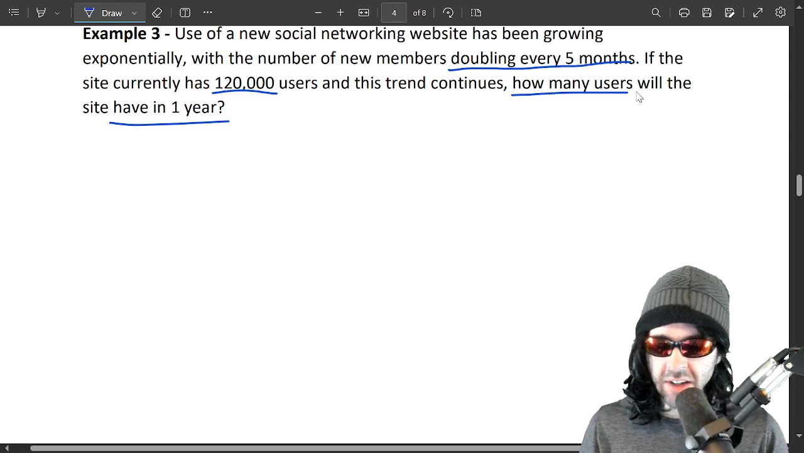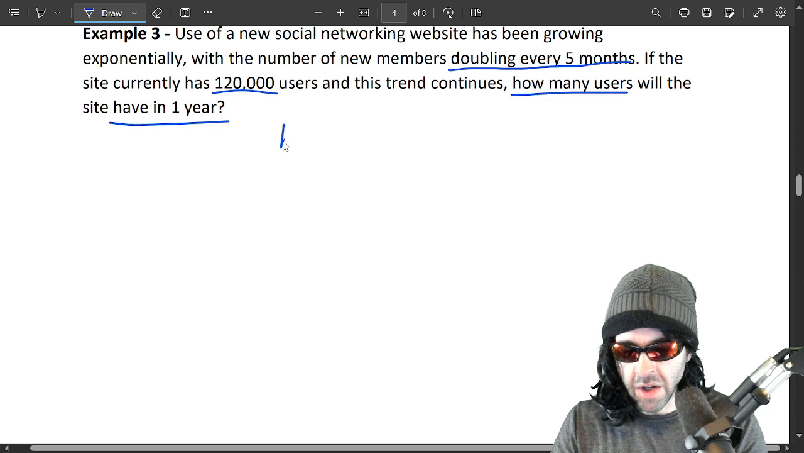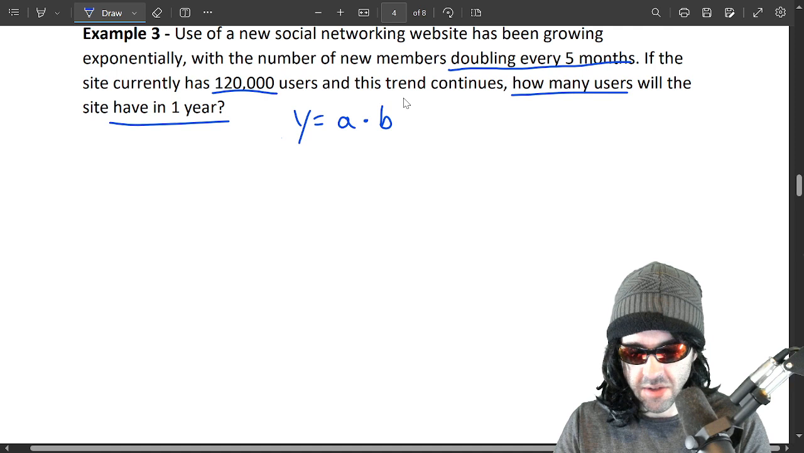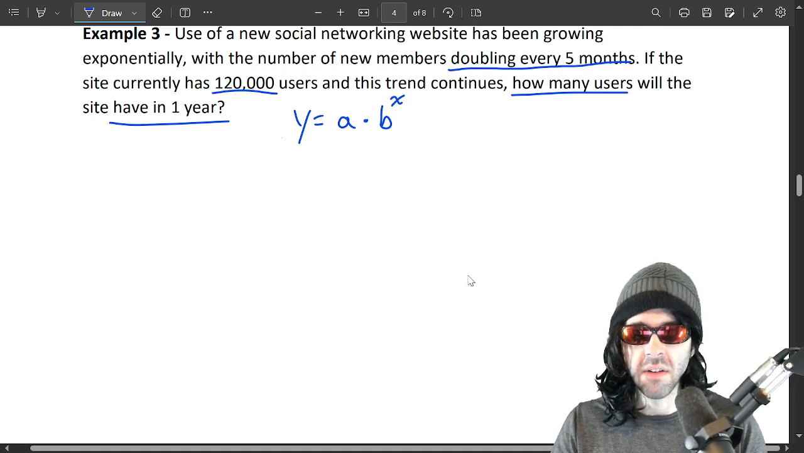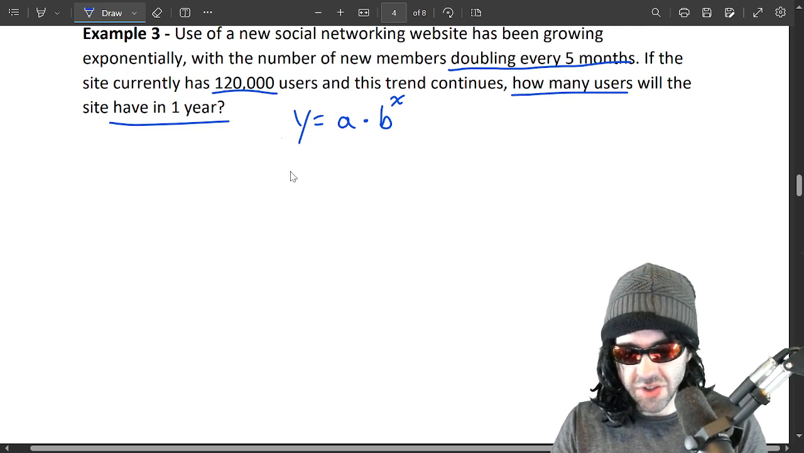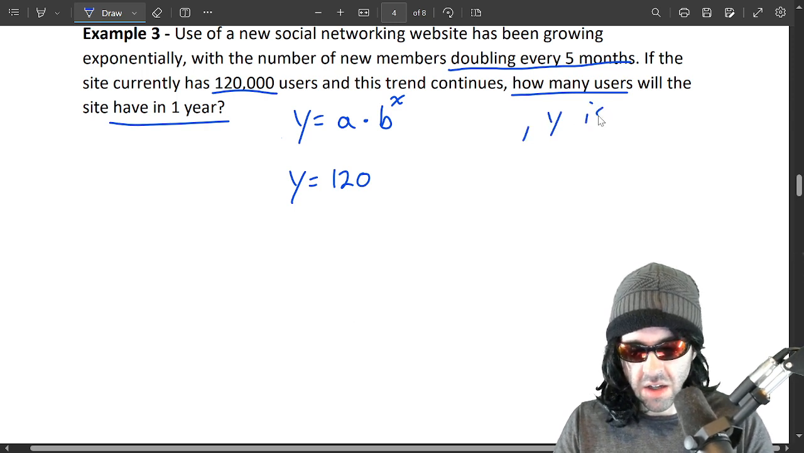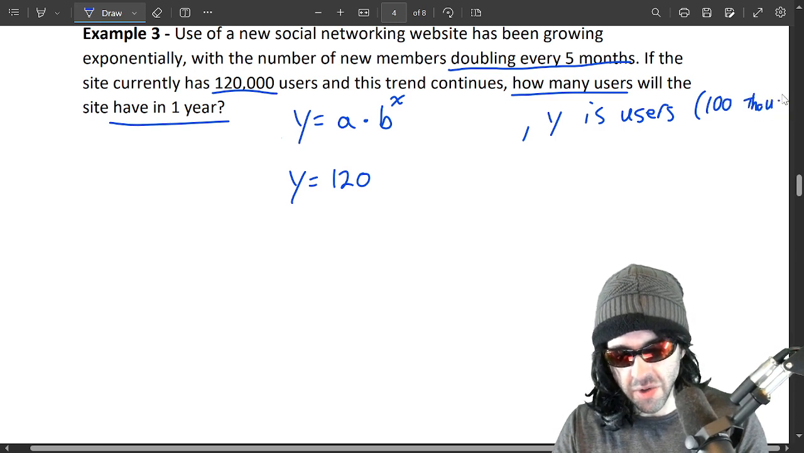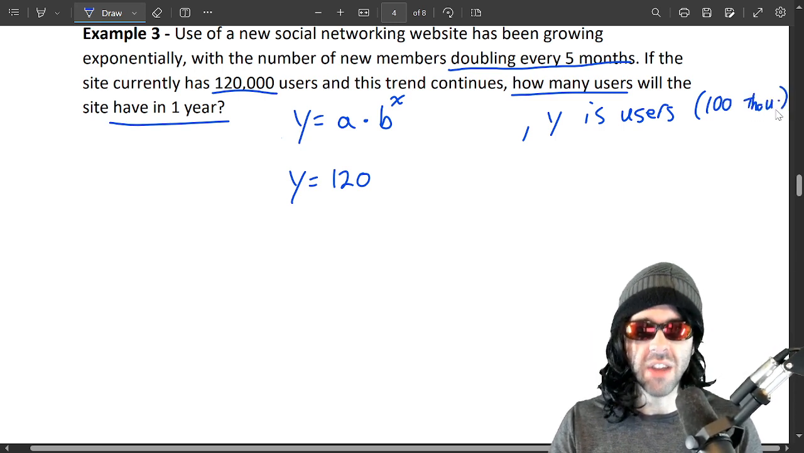All right, let's look at it. Well, we know exponential growth looks like some y is our starting value times some b value raised to x. So now what do we got here? Well, we know our starting value is 120K. Let's let y be users in 1,000s. I don't want to write that many zeros. 120 thousands.